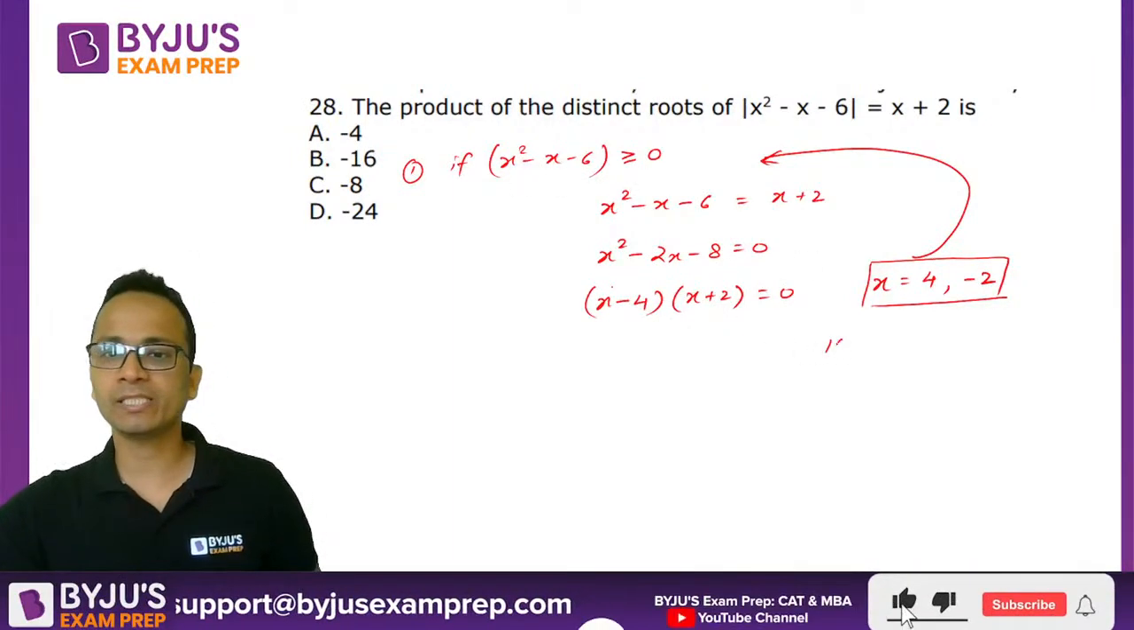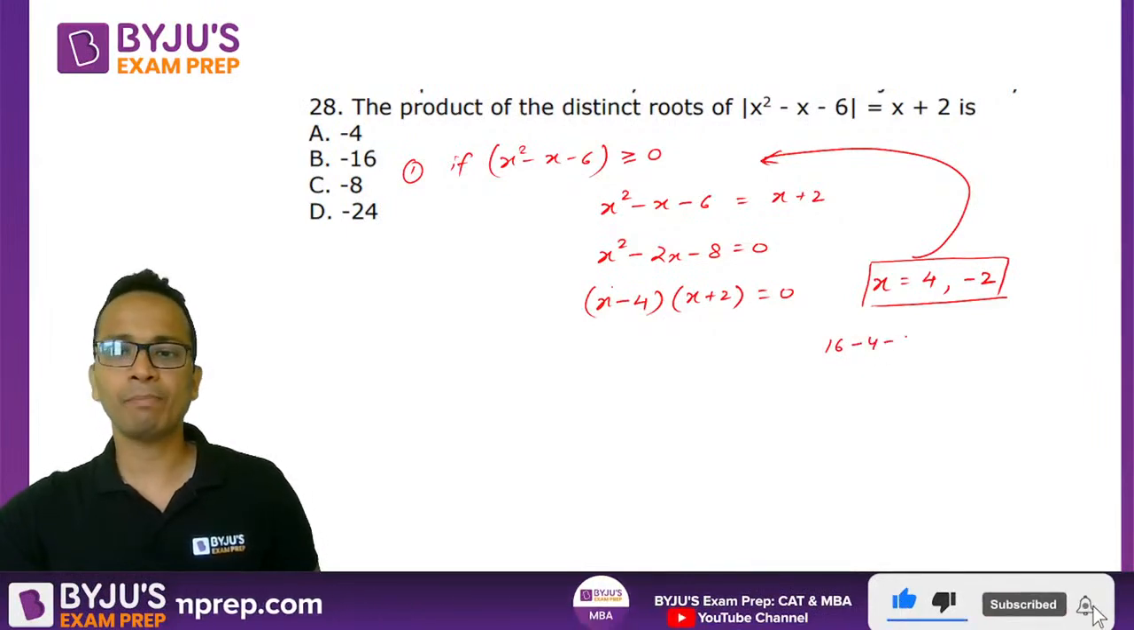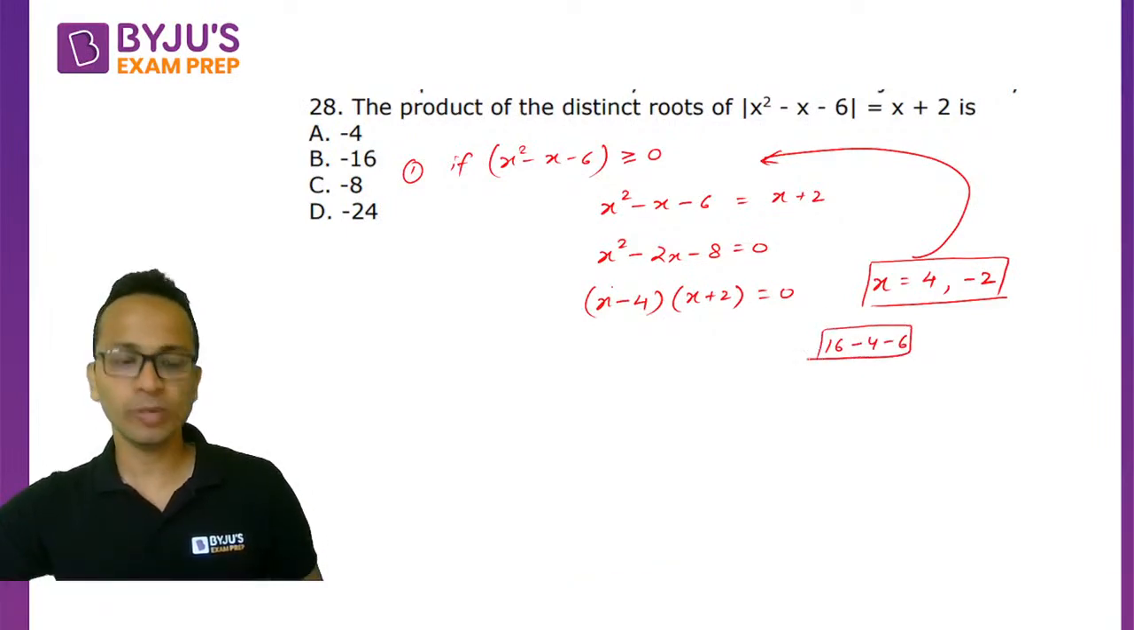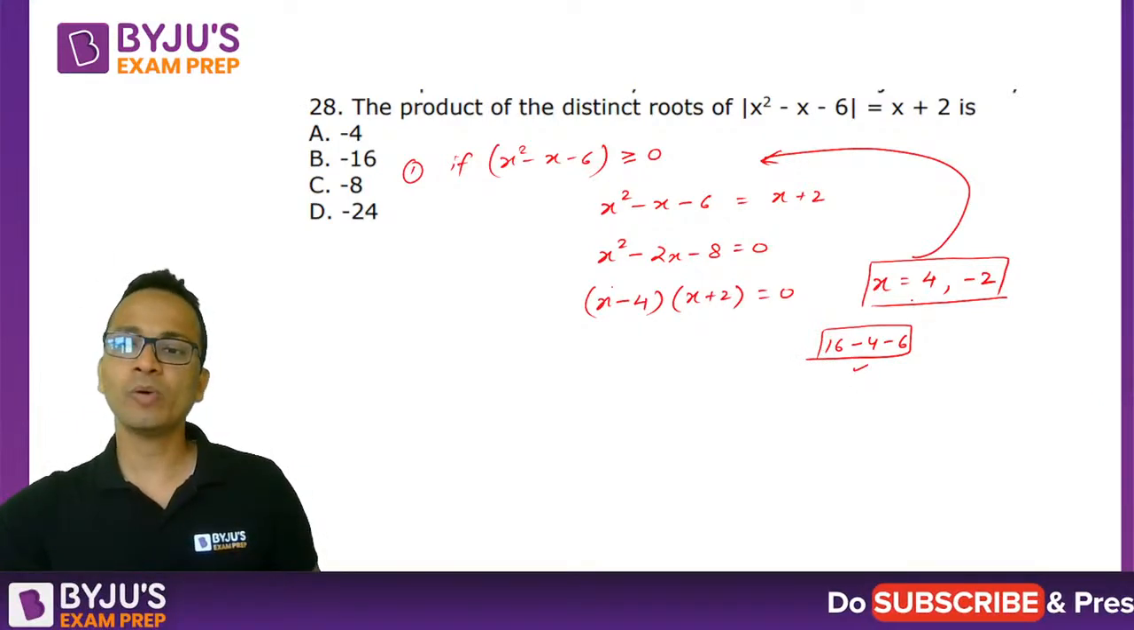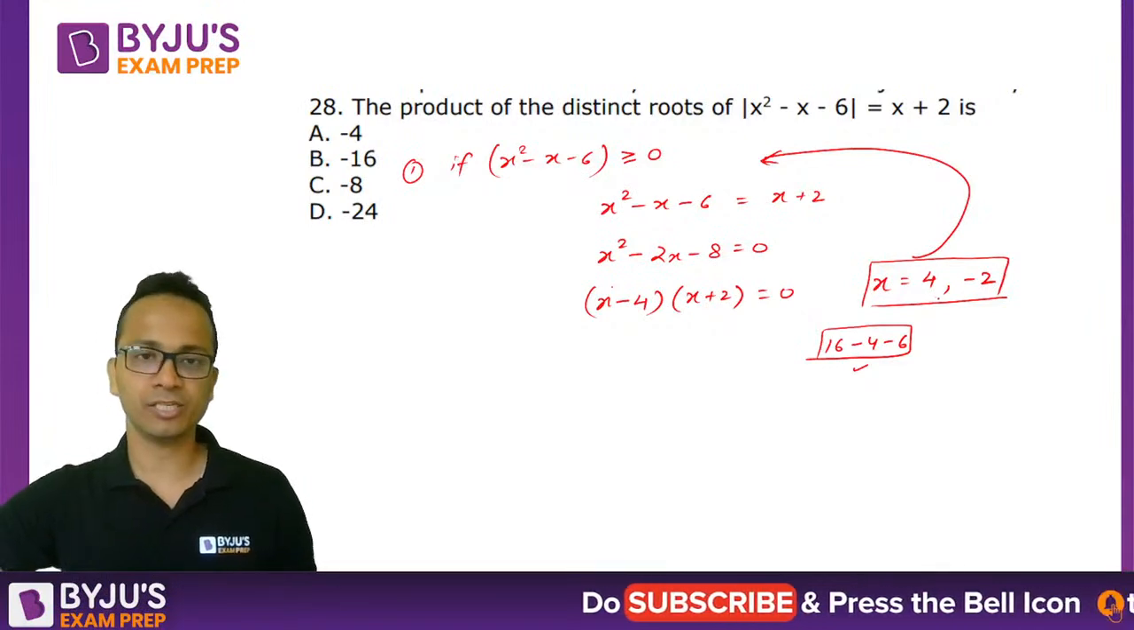x square will be 16 minus 4 minus 6. Yes, this value is greater than 0. Yes, this value is greater than 0. So x equal to 4 will be considered.